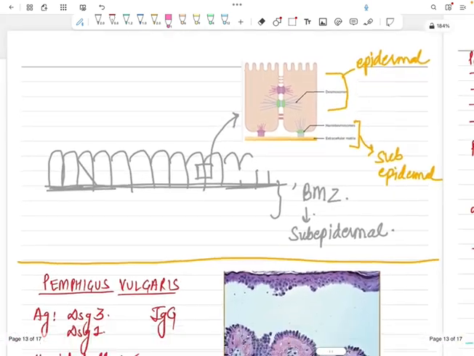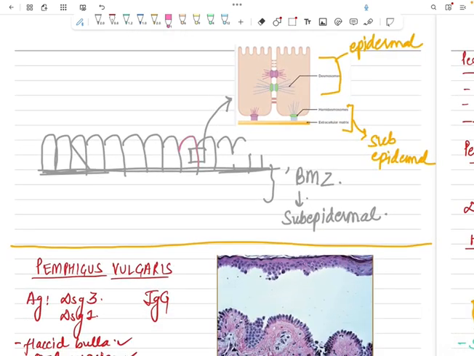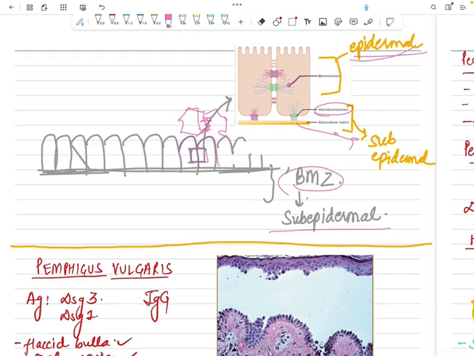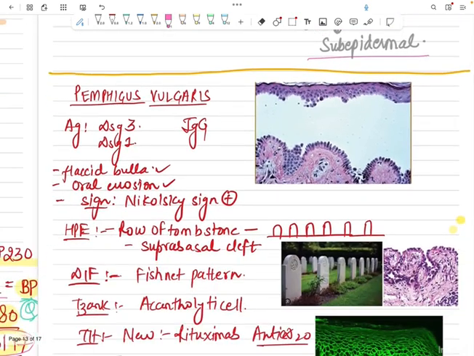So if we talk about the connections between the keratinocytes, then we have desmosomes. Stratum spinosum will have a lot of desmosomes, right? These keratinocytes are connected by the desmosomes. So this will become epidermal. And when we talk about hemidesmosomes, then it becomes subepidermal, right? Basement membrane, subepidermal, and above that, this will be epidermal: pemphigus versus pemphigoid group.